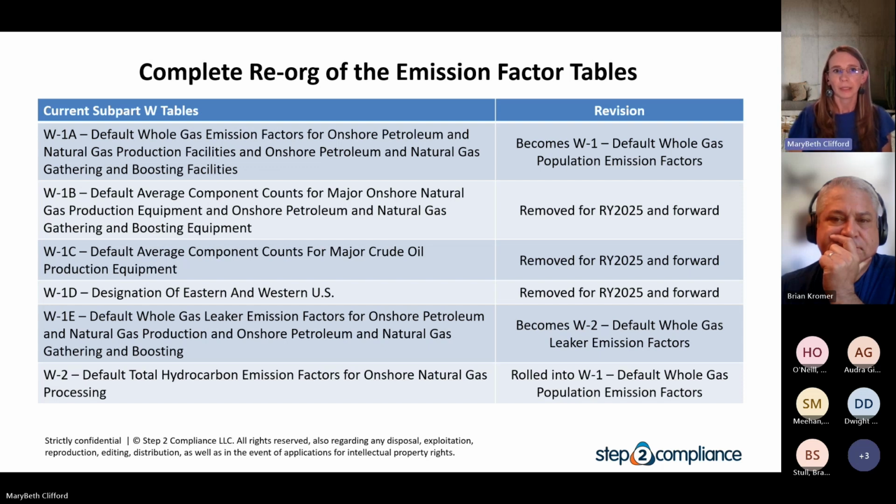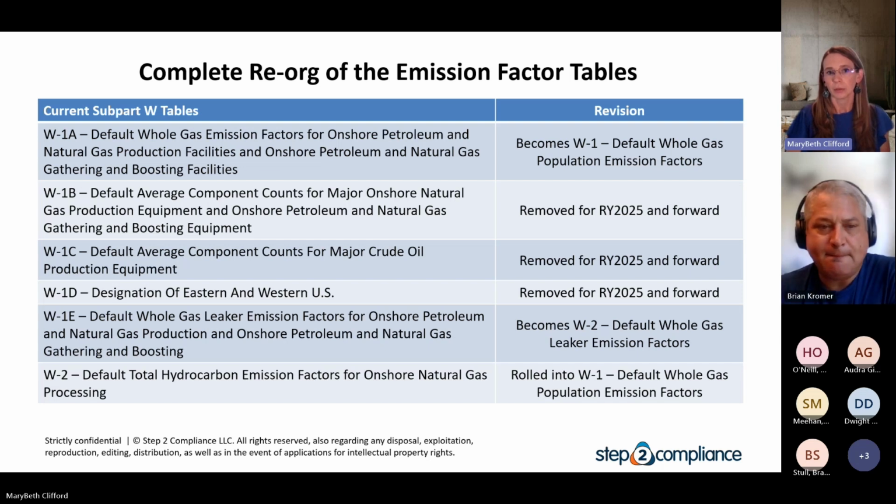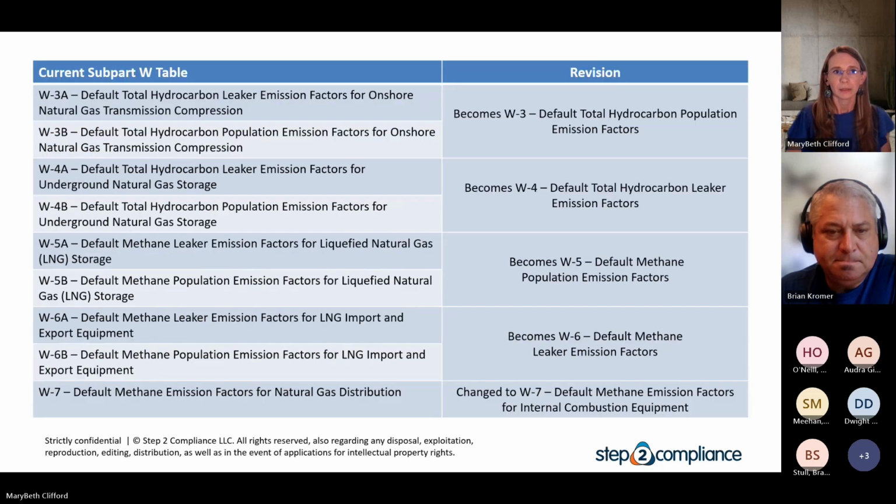And then they've done a complete reorg of the emission factor tables. We had 1A, 1B, 1C, 1D, 1E, and that's all kind of gotten shuffled around. Some of these are completely going away. As you can see, the 1B, 1C, and 1D will be gone for reporting year 2025 and forward. Things have been combined together, so 3A and 3B became just W3, things like that. So this is to help you untangle a little bit of that reorganization they did.